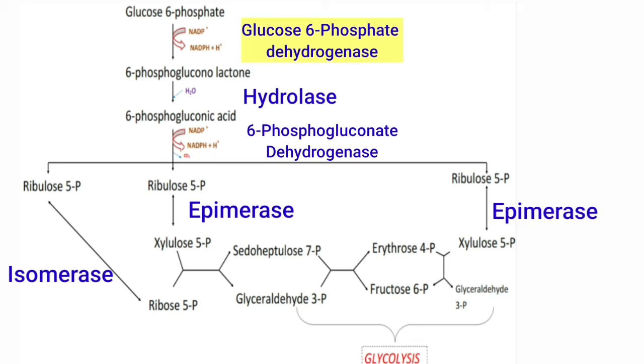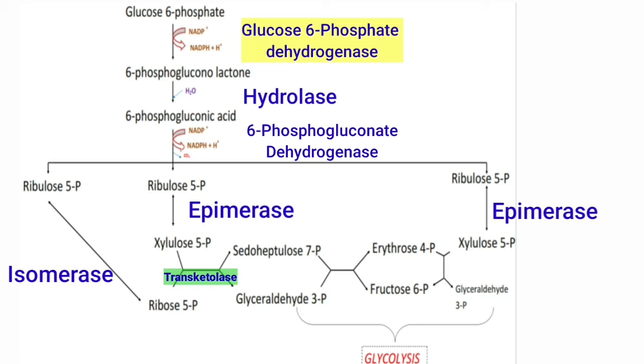Now, in the next phase, xylulose 5-phosphate and ribose 5-phosphate will react, and this reaction is catalyzed by transketolase, which requires TPP, thiamine pyrophosphate, as coenzyme. This reaction generates sedoheptulose 7-phosphate and glyceraldehyde 3-phosphate. So when you see this reaction, 5-carbon xylulose 5-phosphate and 5-carbon ribose 5-phosphate react to form a 7-carbon sedoheptulose 7-phosphate and 3-carbon glyceraldehyde 3-phosphate.